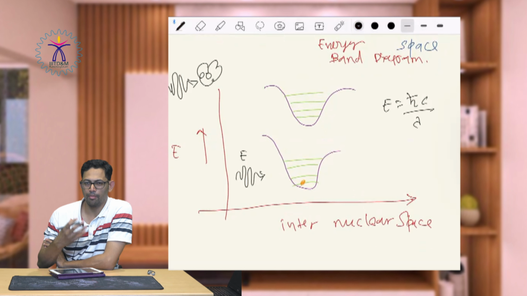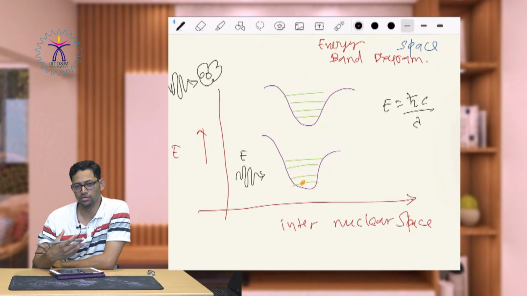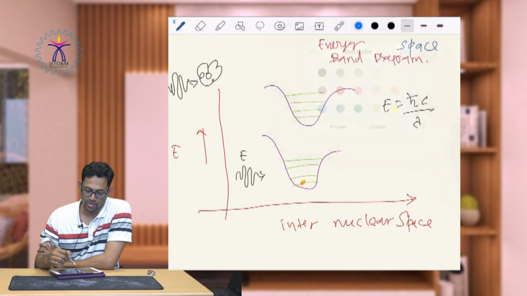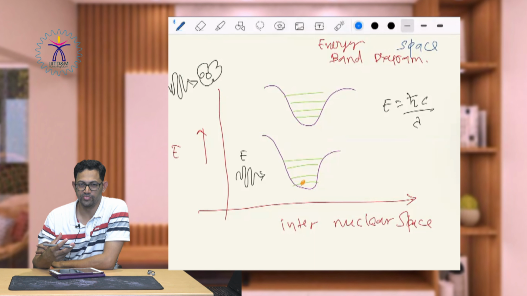So what will happen within this molecule? You can pause this video and try to think about what interaction could happen over here. The things that you can start thinking of is how much energy we actually give in the photon.